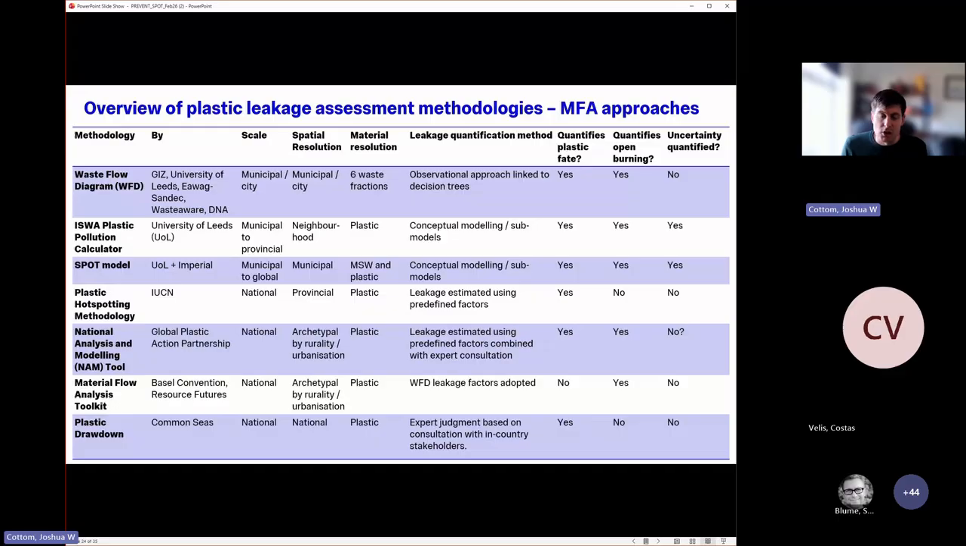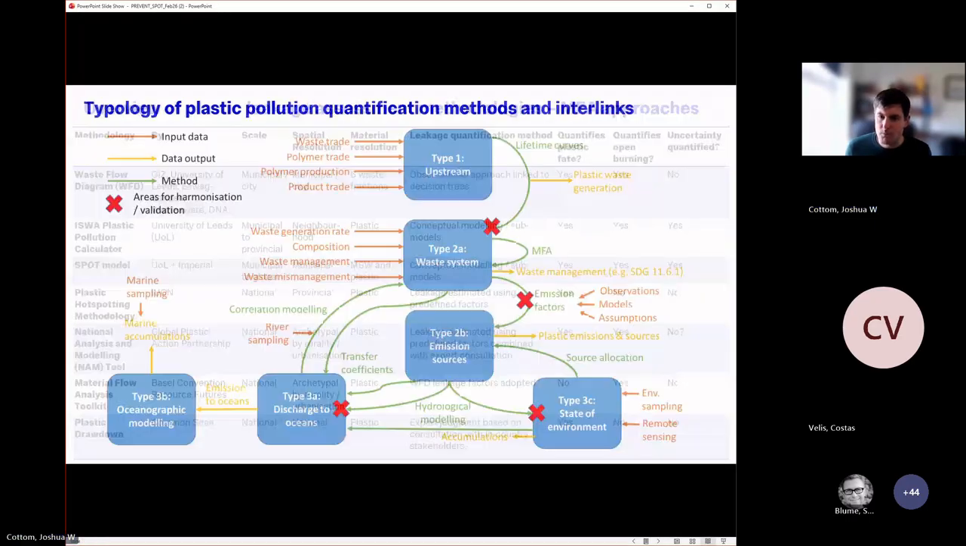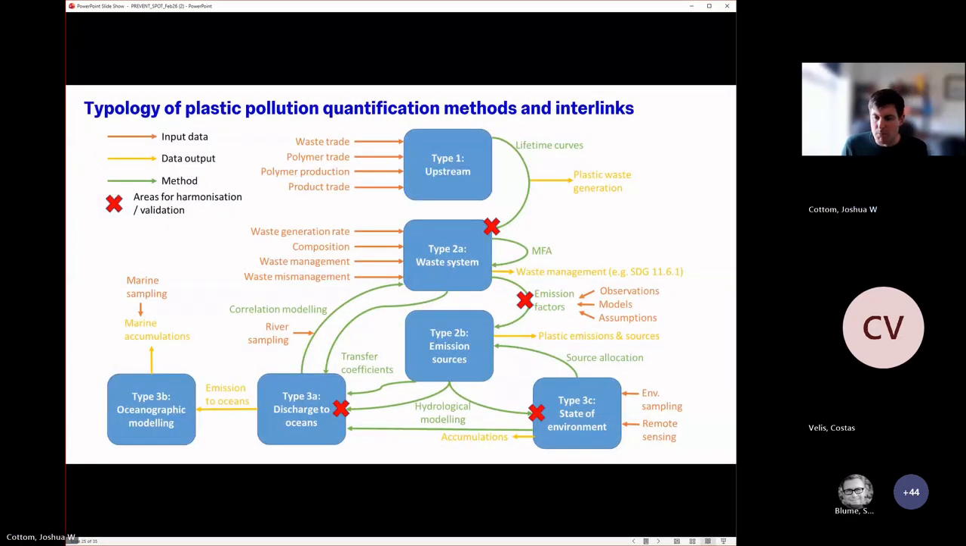So there are, like I said, a lot of different available assessment methodologies that work at the MFA approaches, and this series has given us some detail on different ones of those. So we've had the waste flow diagram explained, we've had the SPOT model, the NAM tool, and the plastic hotspotting methodology as well. So these are just a small selection of them. But what I want to talk about really is how we can now go beyond individually applying these methodologies and try to get to a more harmonized approach between them.